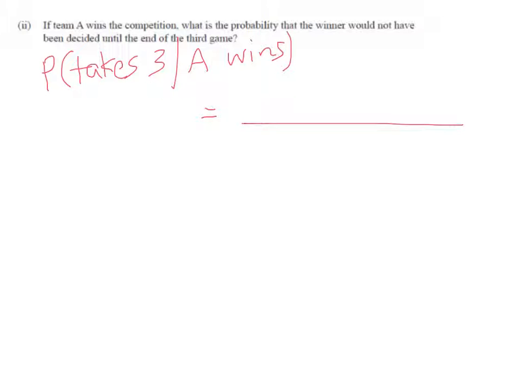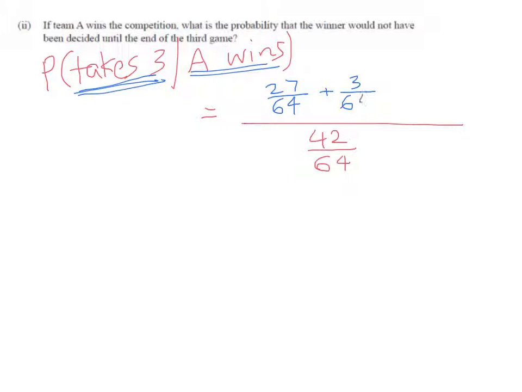Okay, so we know the probability that A wins is 42 out of 64. And now on the top line, on the numerator, we're going to work out the probability that both of those two things happen, that it takes 3 games and A wins. So our first one is ABA, and our second one is BAA. Now notice that if you've done your working well for part 1, this is a really easy question. So we're left with 30 divided by 42, which simplifies to give us 5/7.